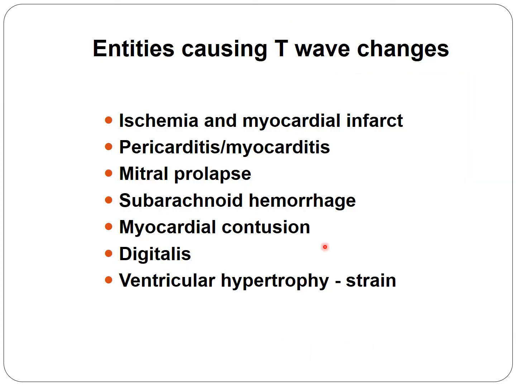What will happen with the T waves? The T wave is altered when we have ischemia and myocardial MI, pericarditis, myocarditis, mitral prolapse, subarachnoid hemorrhage altering the T wave, and myocardial contusion, digitalis, ventricular hypertrophy, such as in the case of the strain.